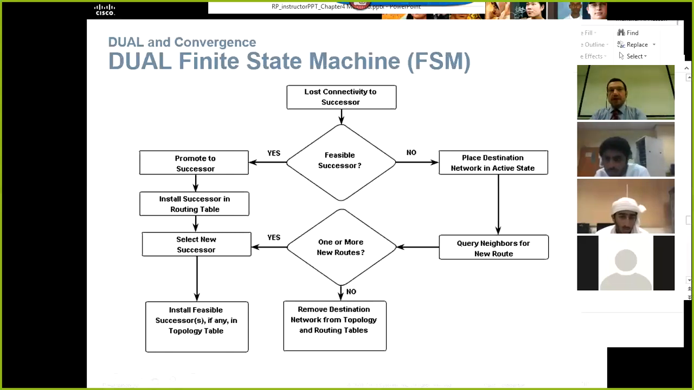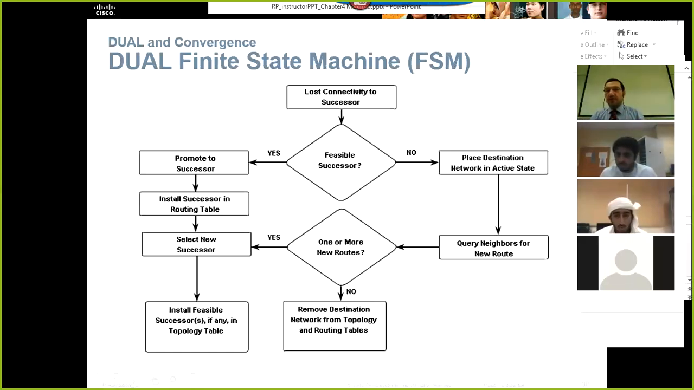So this is what happens when, for example, I lose connectivity to my successor, to Muhammad. When I lose connectivity to Muhammad, immediately DUAL will ask itself, do I have a feasible successor? If the answer is yes, immediately promote Rashid to a successor and put him in my routing table, and that's it. Otherwise, everything goes very smoothly and no problem.